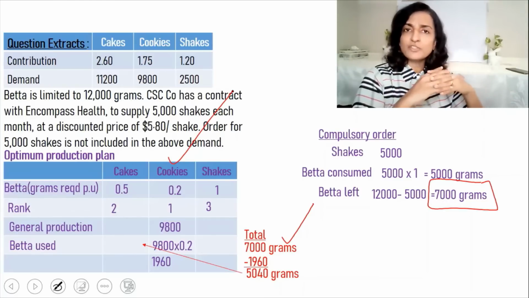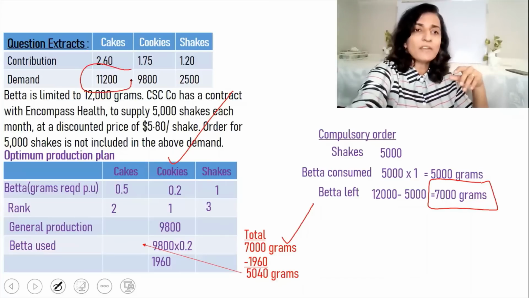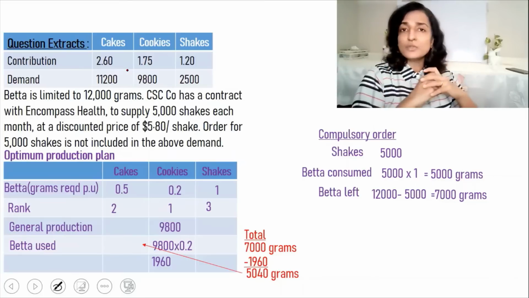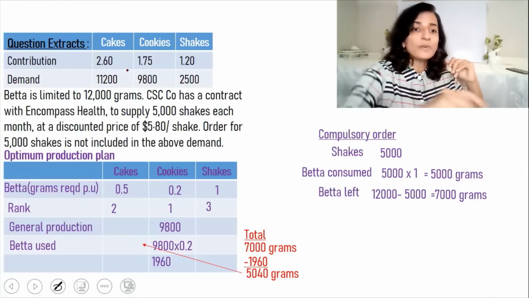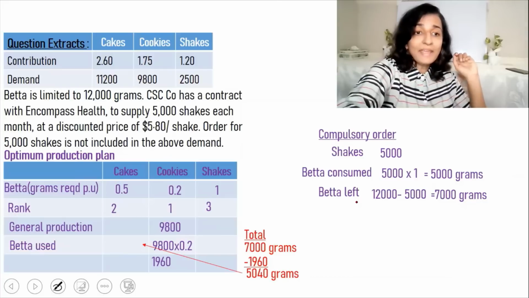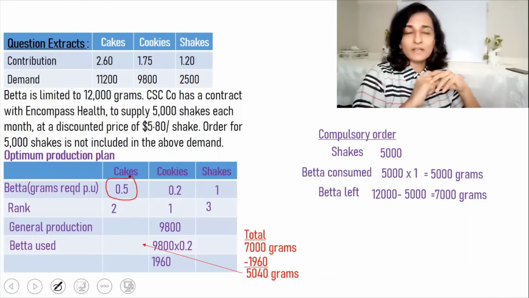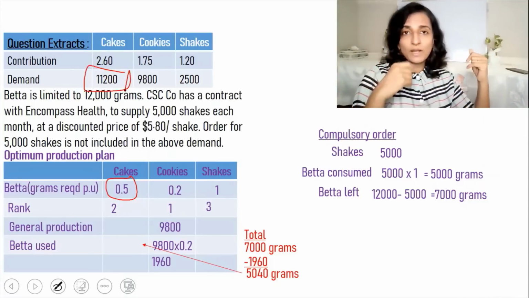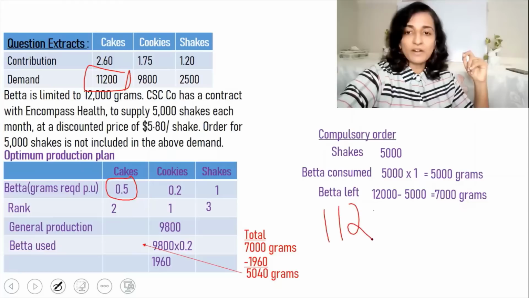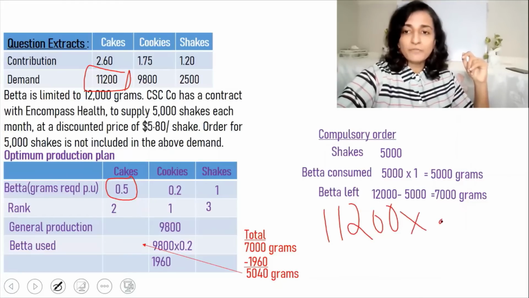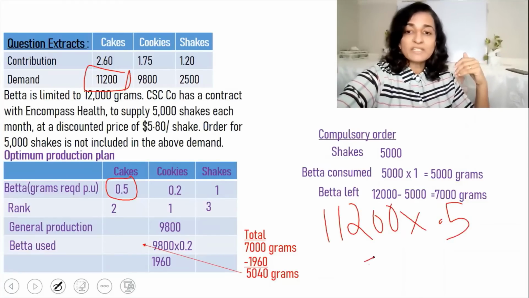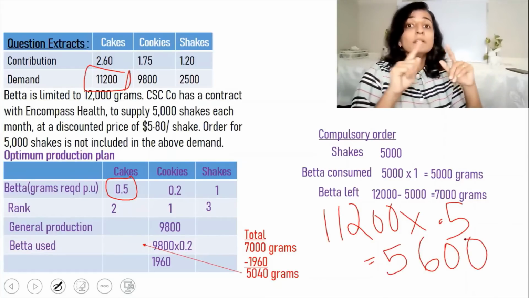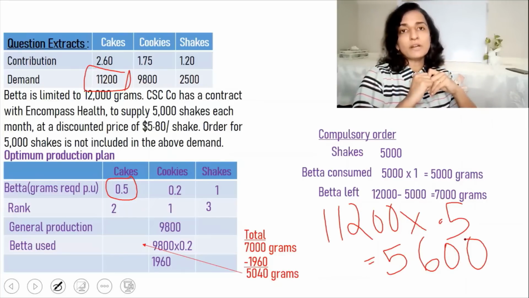Now going to the next product, and that is cakes, because it has got rank 2. How many units of cake should we manufacture? Maximum we can manufacture only 11,200 cakes. And 11,200 cakes consumes how much beta? For making one cake, we need 0.5 grams of beta. So it is 11,200 into 0.5, which is 5,600 grams of beta to make the total demand of 11,200 cakes.